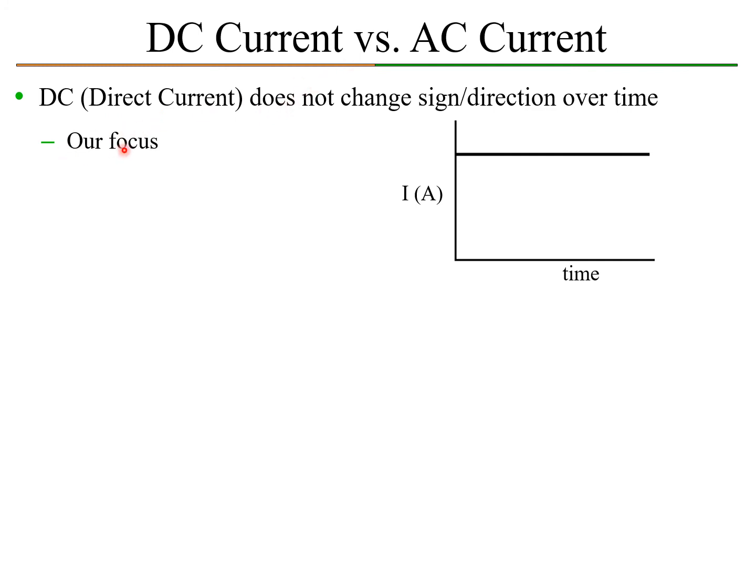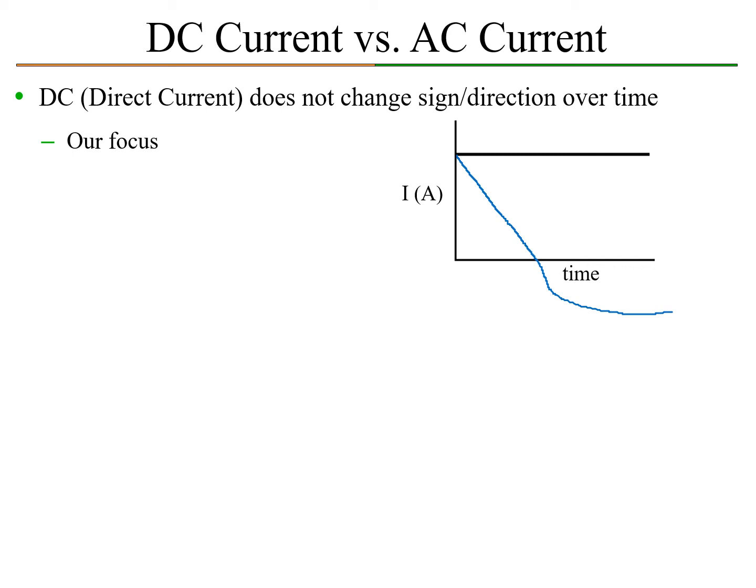That's our focus. So if we look at the current on the vertical axis versus time on the horizontal axis, we see that the current, in this case, is a horizontal flat line, which means it's constant. That means that the current never changed directions or signs. Okay, let me show you an example of the current if it changes signs. It's positive, positive, but it's going negative. Now the current went negative.